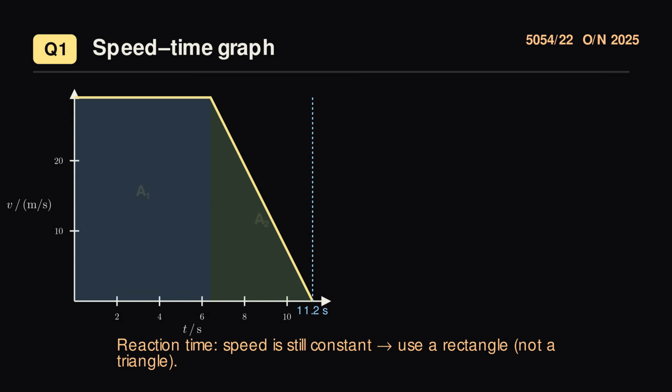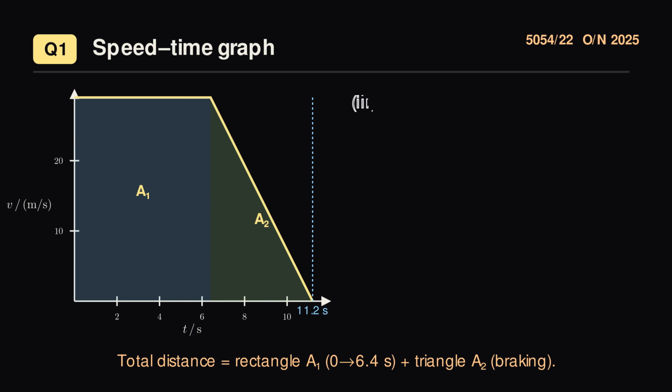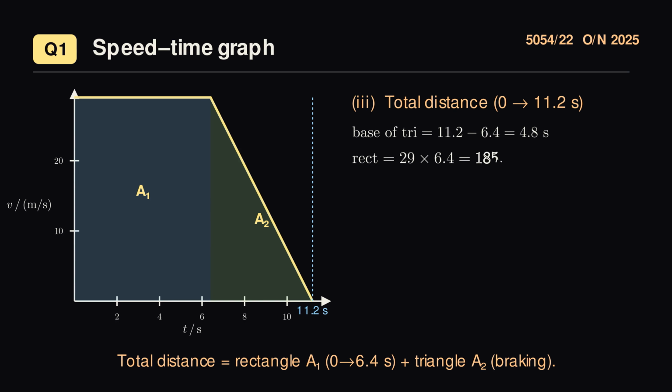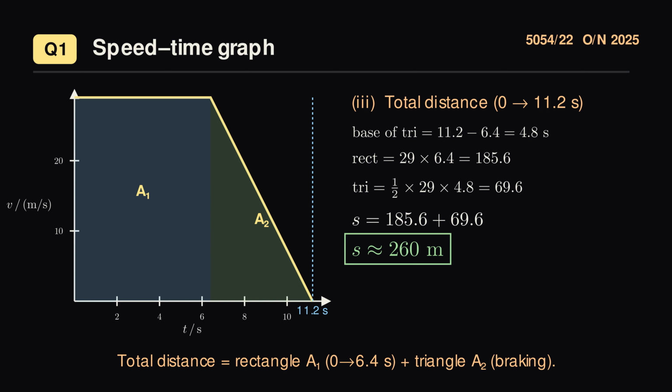Part 3. Total distance from 0 to 11.2 seconds. Split the area into a rectangle plus a triangle for the braking section. The total distance is about 260 meters.